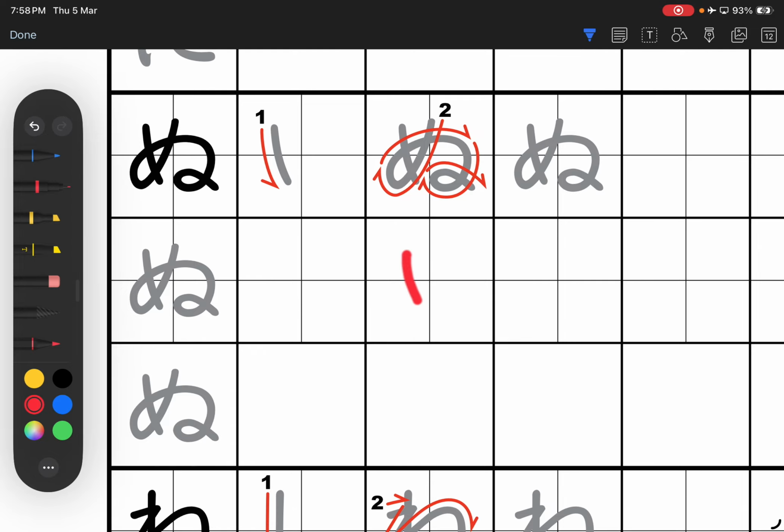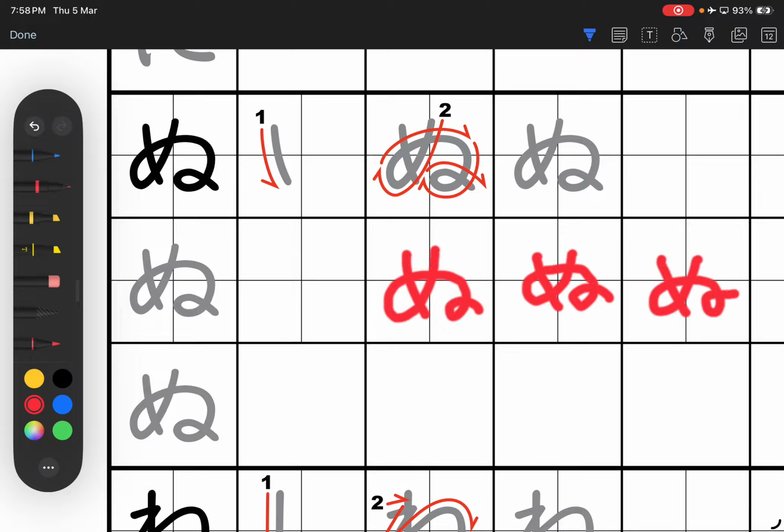Okay, so nu: one stroke down, and then from the center, one loop. I'm not finished. One more loop. This is nu. The first stroke is by itself, and the second stroke is one continuous stroke. So I'll demonstrate one more time. Like that. Nu.